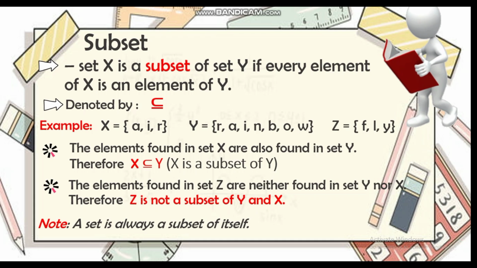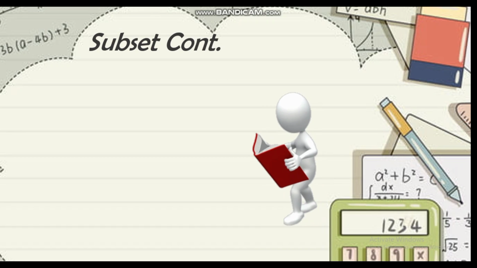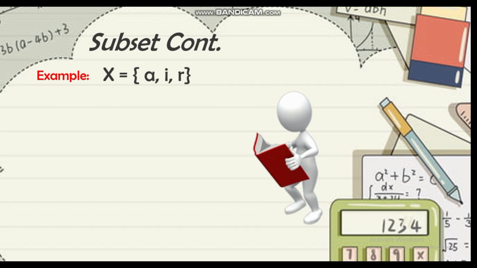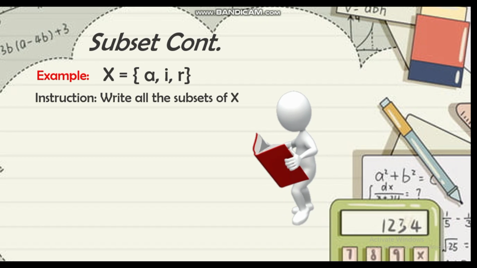What does that mean, ma'am? Okay, I'll give you an example. Suppose I'll be giving you an activity, ngayon ano ang itsura. Let us take set X as an example with elements A, I, and R. Instruction: write all the subsets of X. So unsa man ang mga subsets ni X? Diba ang mga elements sa subset, dapat makita nato sa set pud nga atong gibasihan.